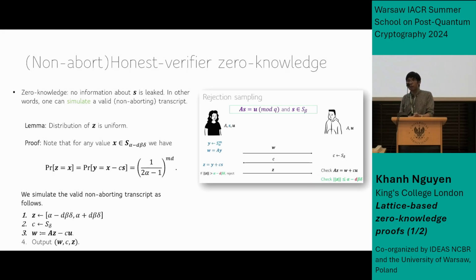Now I can simulate a valid non-aborting transcript as follows. I start by picking any uniformly random Z. Then I pick a C as a challenge, like the verifier, and I compute W as in the verification equation: W equals AZ minus C times U. And I output the proof W, C, Z. So that's how we simulate.